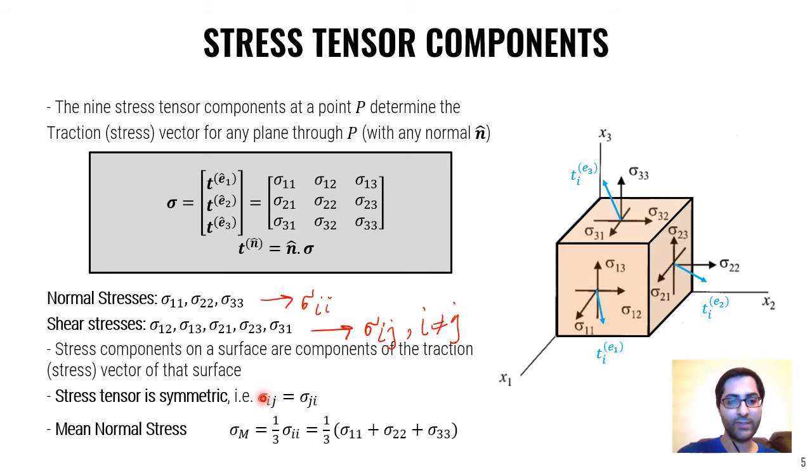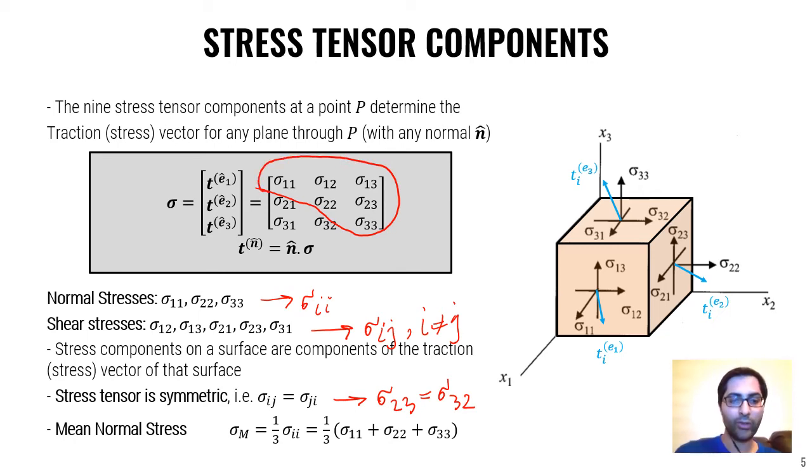Other properties: the stress tensor is symmetric, so sigma ij is equal to sigma ji. Basically, for example, sigma 2 3 is equal to sigma 3 2. So it has only 6 independent elements.